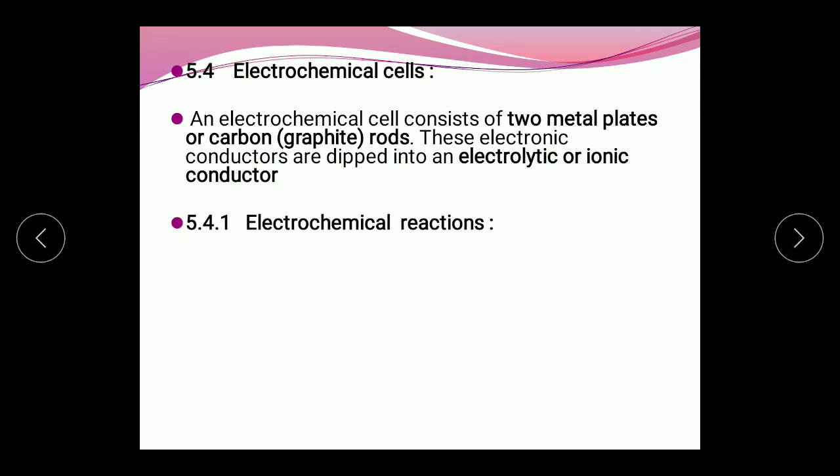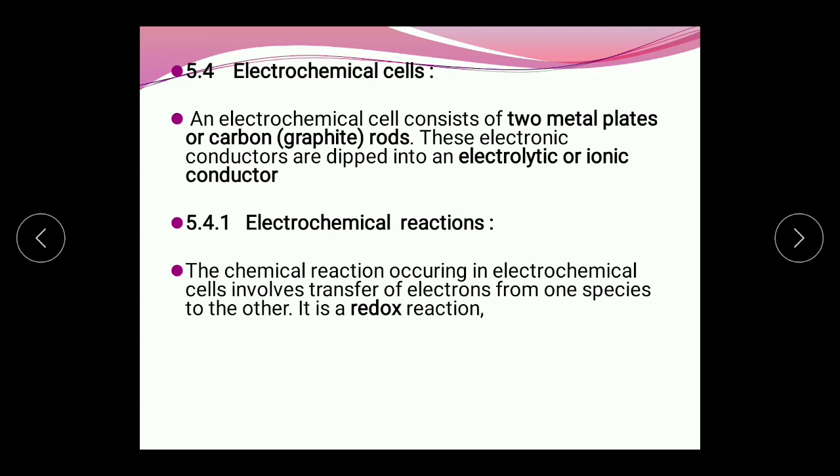The reactions which take place in an electrochemical cell are called electrochemical reactions, and these are very important. Which kind of reactions are these? The chemical reactions occurring in an electrochemical cell involve transfer of electrons from one species to another. What does transfer of electrons mean? That is redox reactions, which we learned in 11th standard itself. What are redox reactions? Where reduction and oxidation take place simultaneously.